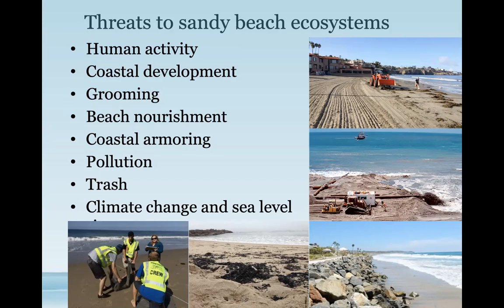Coastal armoring, which is what you see in the bottom right-hand corner, is where we pile a bunch of rocks up against the road, and we've actually found that that causes sand to go away faster. Trash, plastics, and then climate change and sea level. Anywhere that you live near a coastline, or not, even if you just watch the news, you will notice more and more places flood, more and more places are having problems. And this is because sea level is rising.